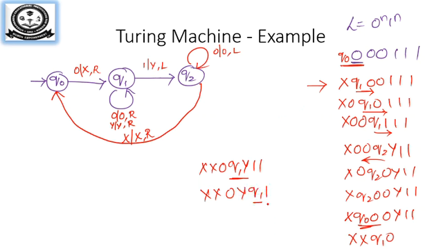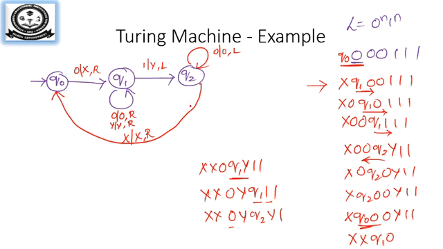Now q1 state with input 1, what is to be done? It should be replaced as y and move towards the left direction. So xx 0 q1 y. Okay, so it's y q2 y1. Now q2 should be moving towards this 0. Okay, it has to move.